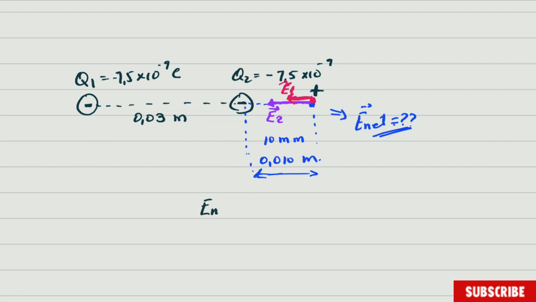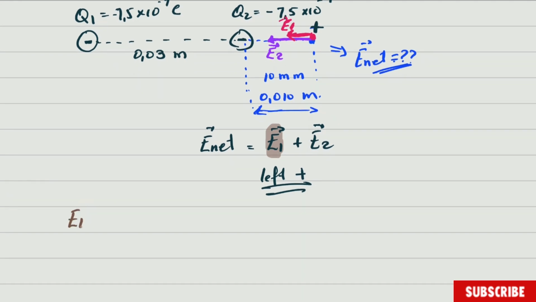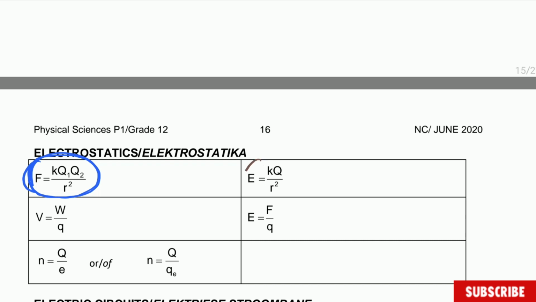So you need to know that the net electric field is going to be the addition of electric field 1 plus electric field 2, and both of them are positive if we say left is positive, because both of them are pointing left. So all we have to do is to calculate separately electric field 1 and electric field 2. We're going to start with electric field 1, which is due to charge 1. Let me show you the formula. Be careful, don't get confused. The formula for electric field at a point is that one there. This is the formula we're going to use for these calculations.